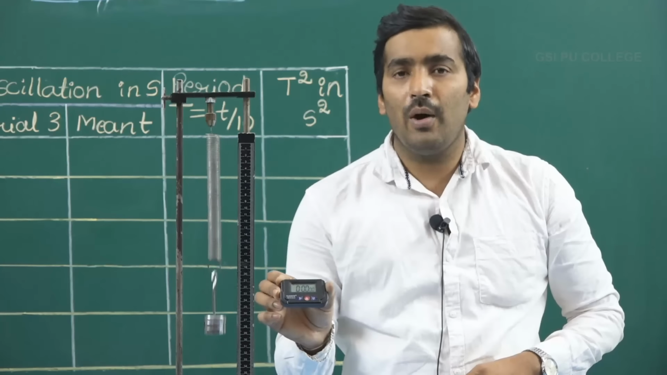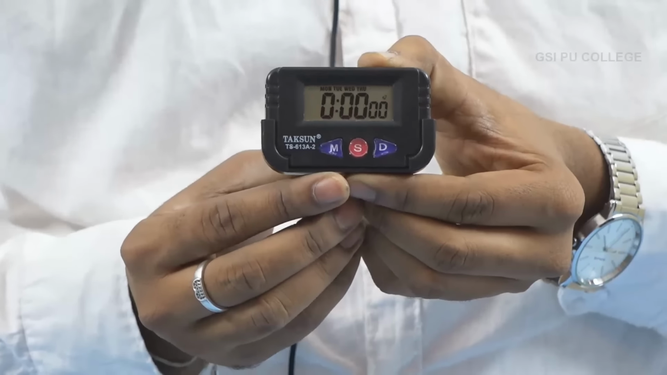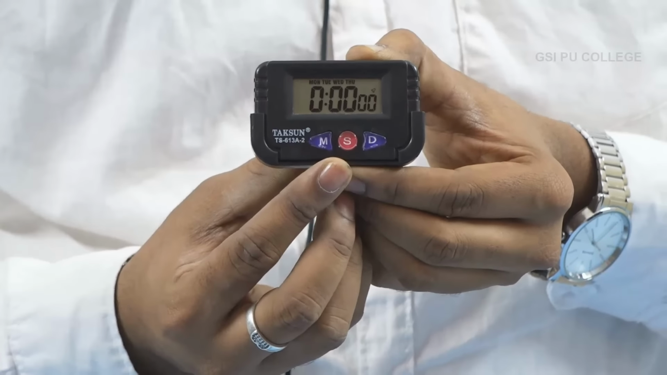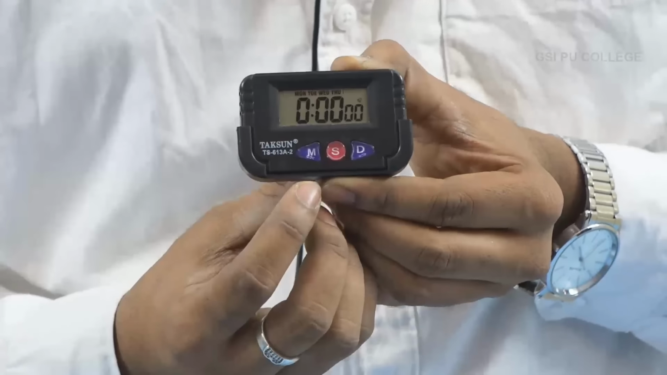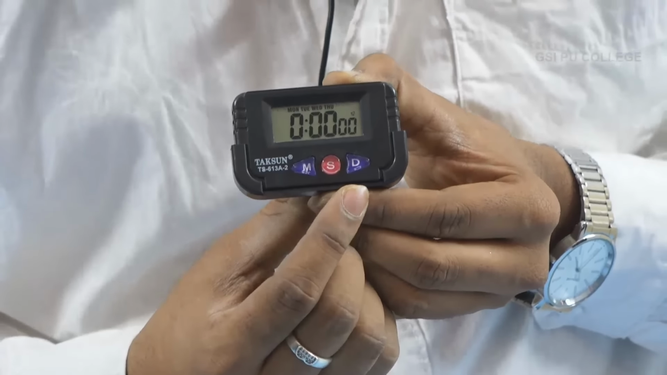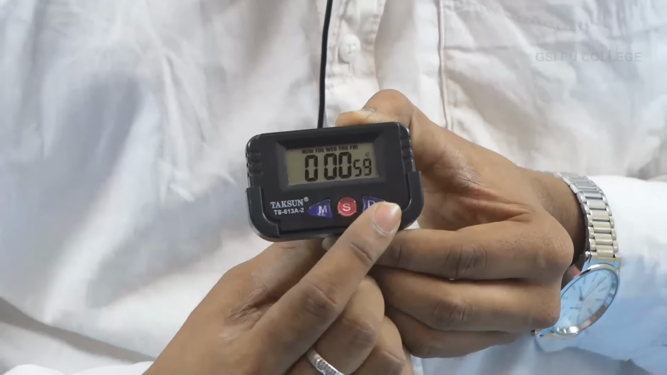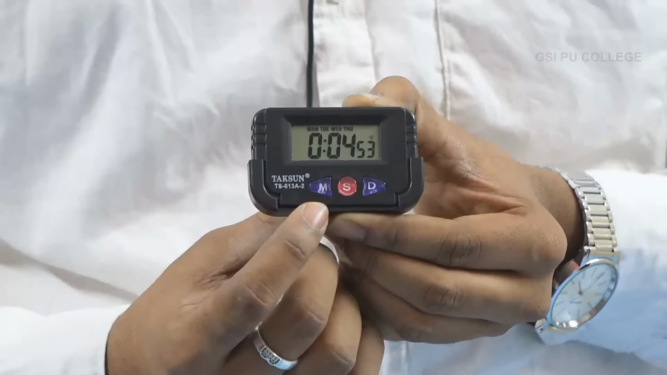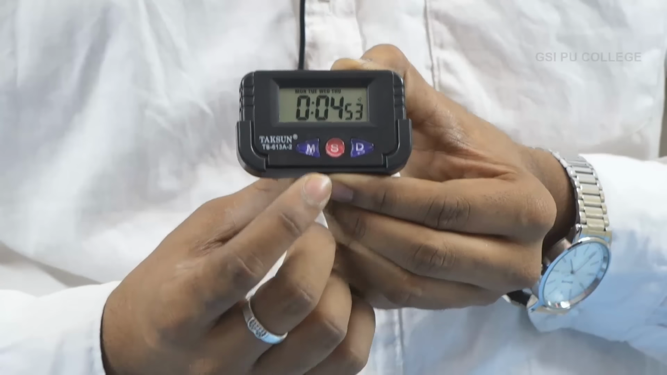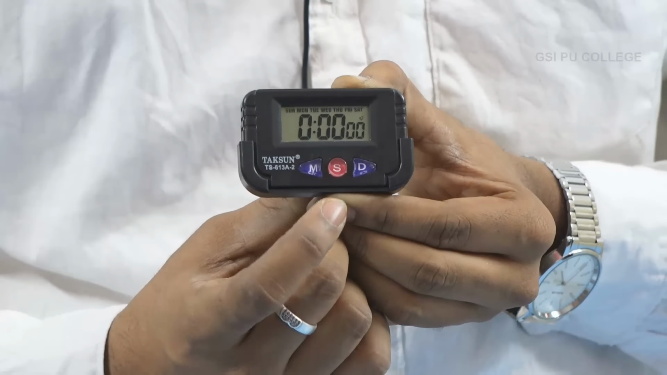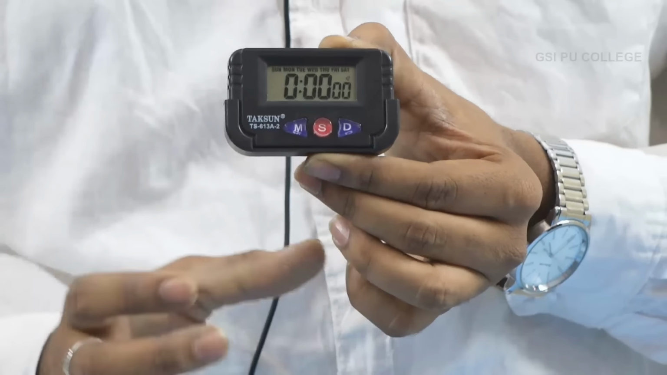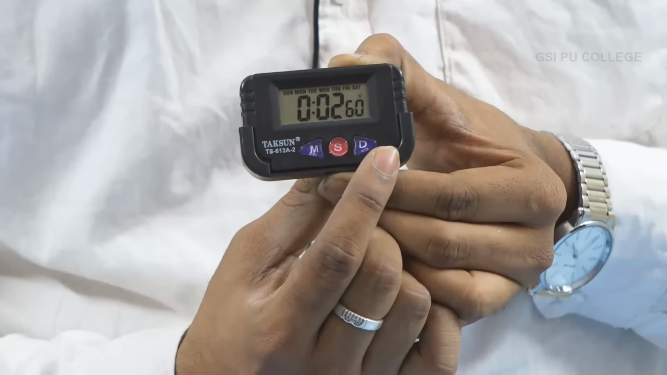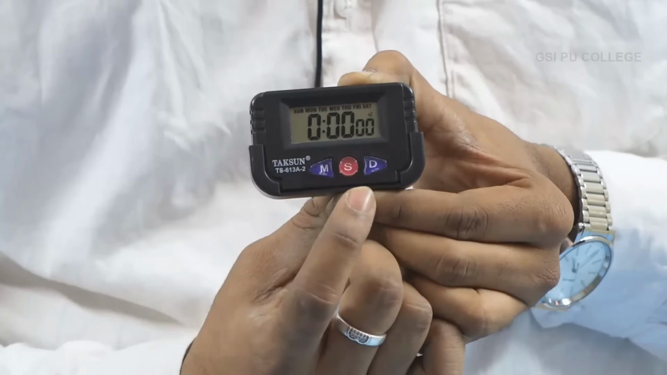So how do you use this stopwatch? That we have to understand first. Here you can see 3 buttons: M, S and D. Initially it is showing the 0 count. To start the stopwatch, press D. And to stop the stopwatch, press D again. Now it has stopped. To reset the stopwatch, use S. This is how you have to use the stopwatch. I will tell you again: D to start, D to stop, S to reset.